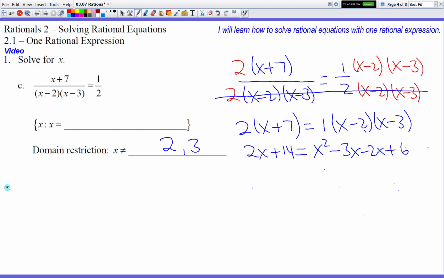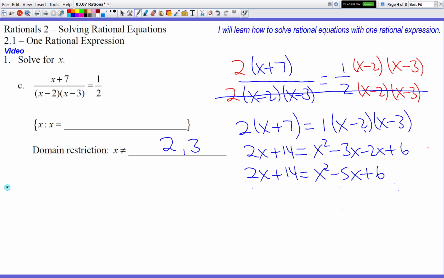Okay, and since this is an x squared type problem, we got to make sure we're going to get everybody on one side. We're going to keep the x squared positive, and we're going to use factoring or quad formula or complete the square to get our answers of x. Okay, so let's combine like terms first on the right side. So we get 2x plus 14 equals x squared minus 5x plus 6.